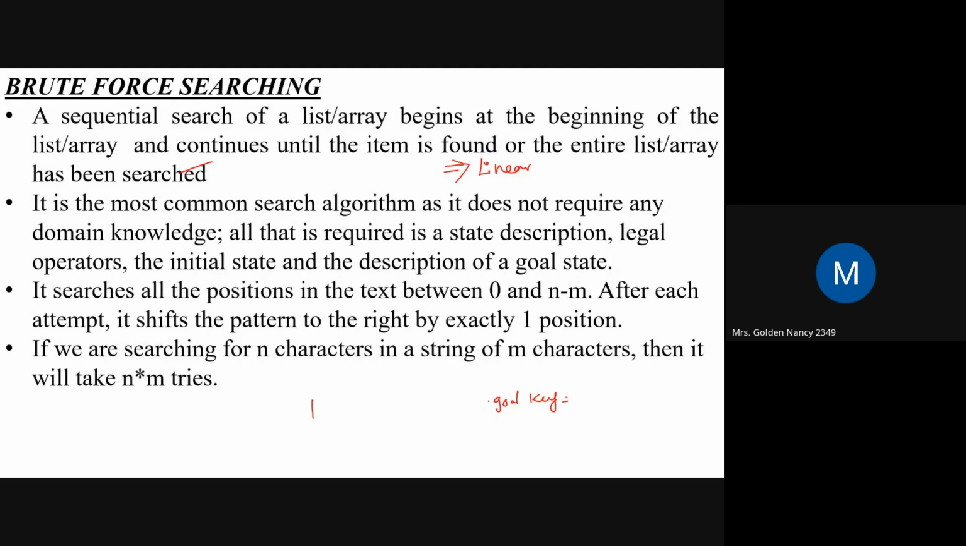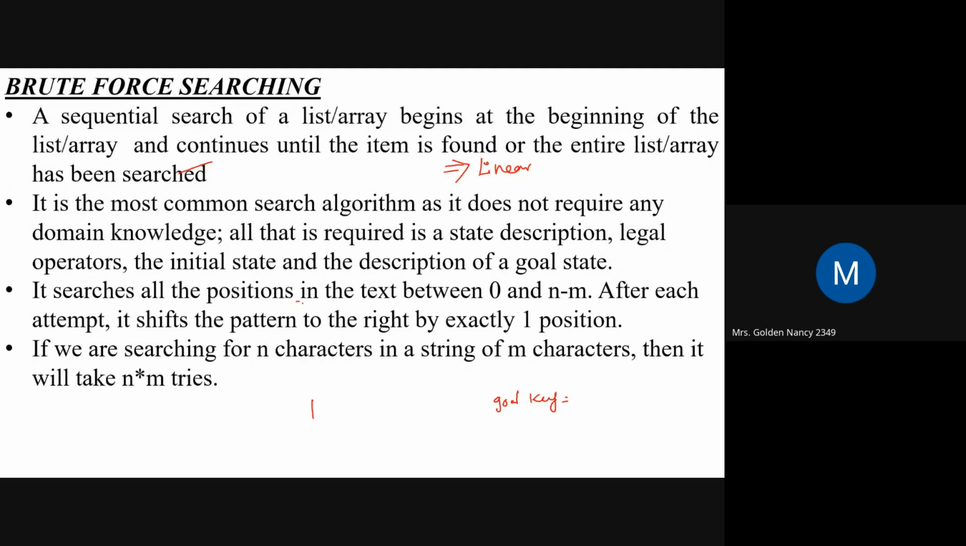We want to retrieve the key. We want to know which position the key was in. So that is your goal. If you know the start and the goal, then you can do your search easily. So we don't need any extra domain knowledge for doing this kind of searching technique.